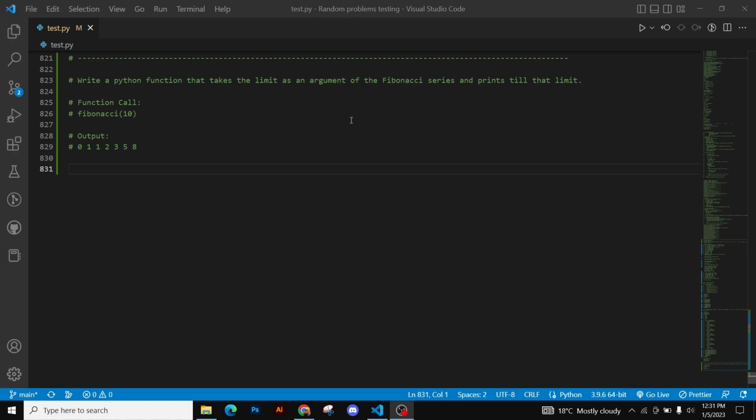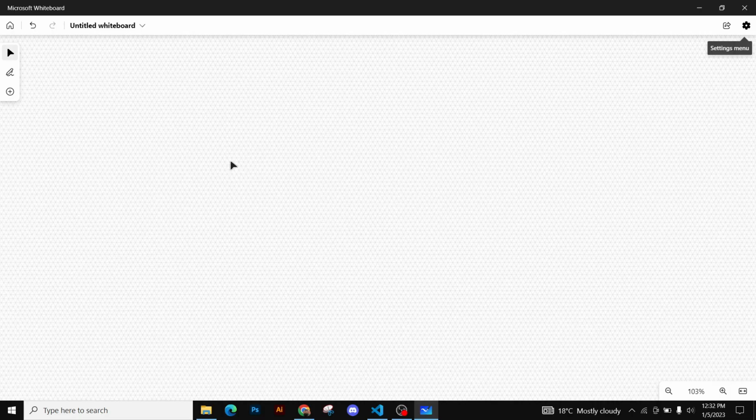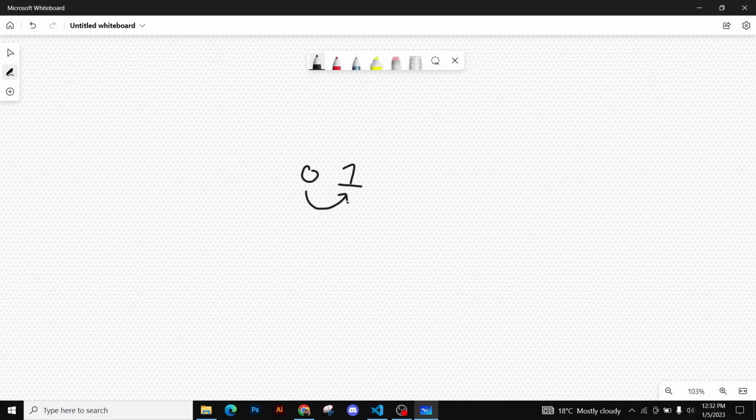Let's see an example. Let's say we have two numbers. One is 0, another one is 1. So in a Fibonacci series, to determine the third digit we have to sum these two. Therefore, the third digit will be the summation of first and second. Then we know 0 plus 1 equals 1.